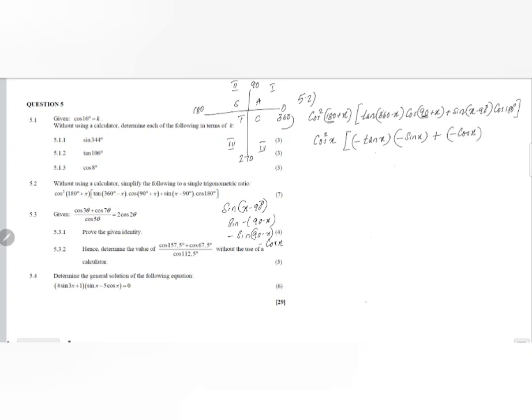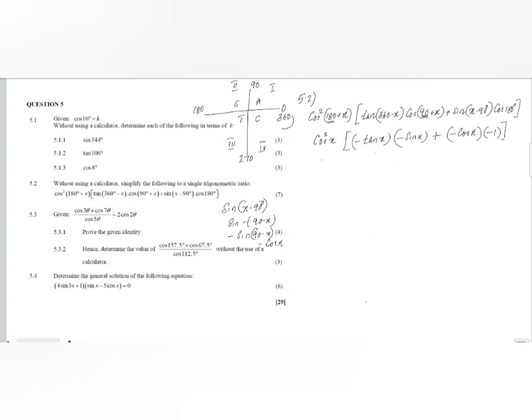Put a bracket there. Then cos 180 is a border angle. Answer is minus 1. Okay, just think about the graph of cos. You know that it's negative 1. Otherwise we can use the calculator to verify your answer. All right, now we are done with the reduction formula.